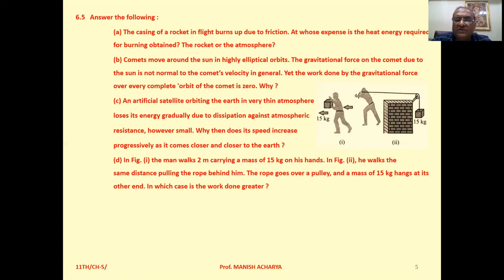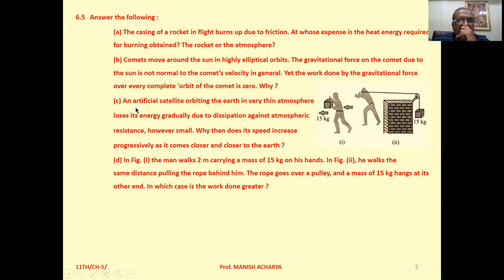And in the case of a conservative force, the work done depends only on the initial and final position. So when the orbit is completed, the initial and final positions are the same. Or in other words, when the orbit is completed, it forms a closed loop. So work done over a closed loop in the case of conservative forces is always zero.